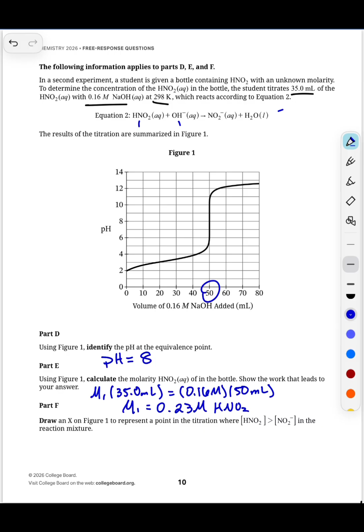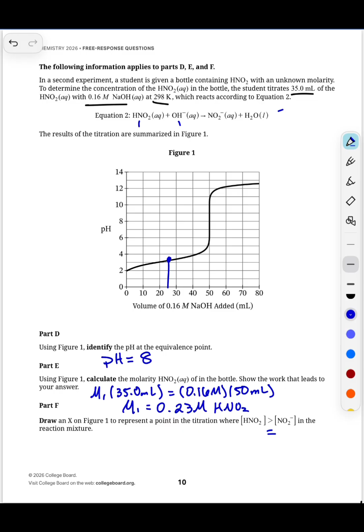Part F wants us to draw an X on our graph to represent the point in the titration where the concentration of the weak acid is greater than that of its conjugate base. And then at the half equivalence point, those concentrations are equal to each other. So if it required 50 milliliters to reach equivalence, it then required 25 milliliters to reach the half equivalence point. So at this point in our titration curve is when they're equal to each other.